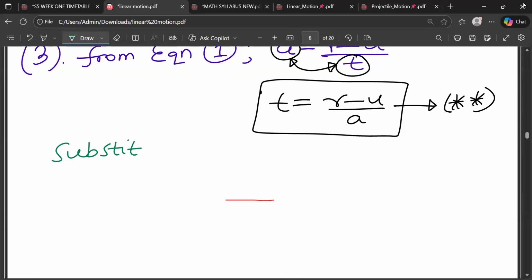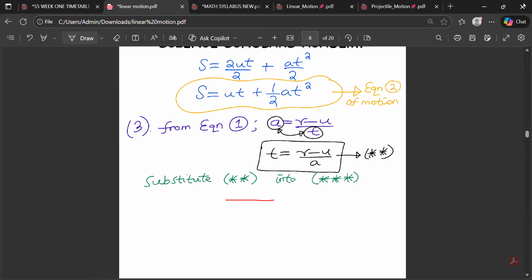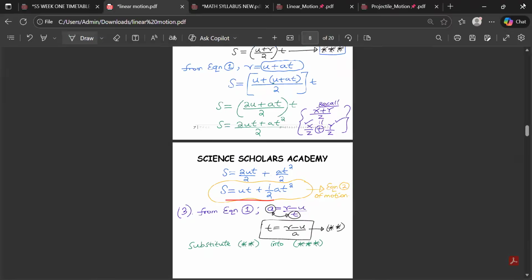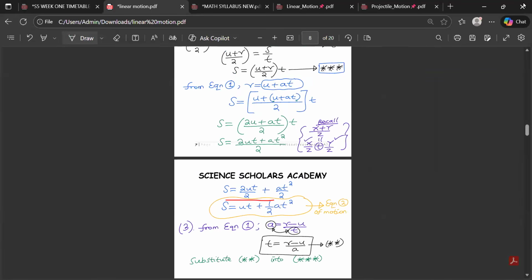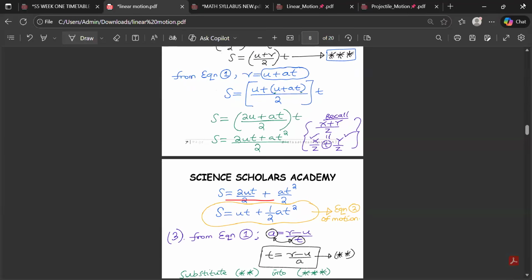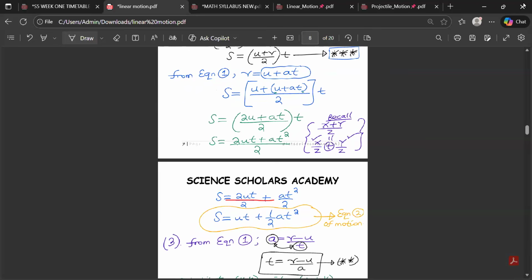So after getting my 2 stars, I'll substitute the 2 stars into the 3 stars. You're referring to the equation, eh? I didn't want to use equation 1 and 2 because they are the things I've been using. So I want you to look at the 3 stars and the 2 stars because now I'm going to substitute. Do you see where they are on top? I don't know if the screen is clear. Look at the 2 and 3 stars.